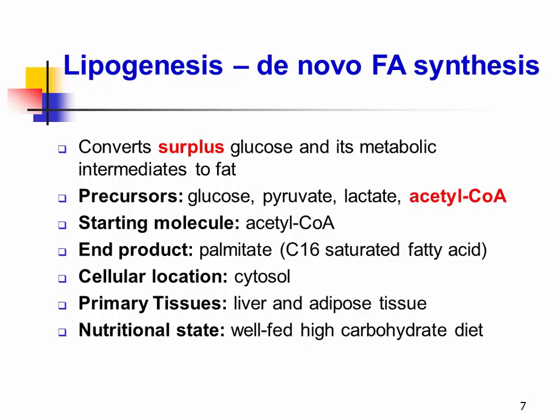And here I just wanted to take one example. The end product is palmitate. Palmitate is a saturated fatty acid with 16 carbons. Its location for fatty acid synthesis is the cytosol, and the primary tissues for lipogenesis are the liver and adipose tissue. The nutritional status that promotes lipogenesis is the fed state, with a high carbohydrate diet.